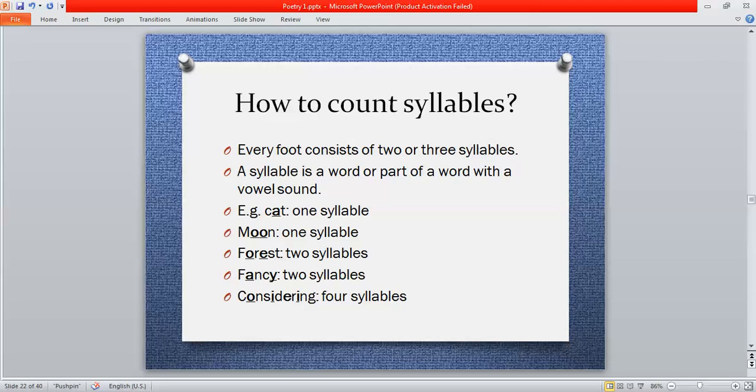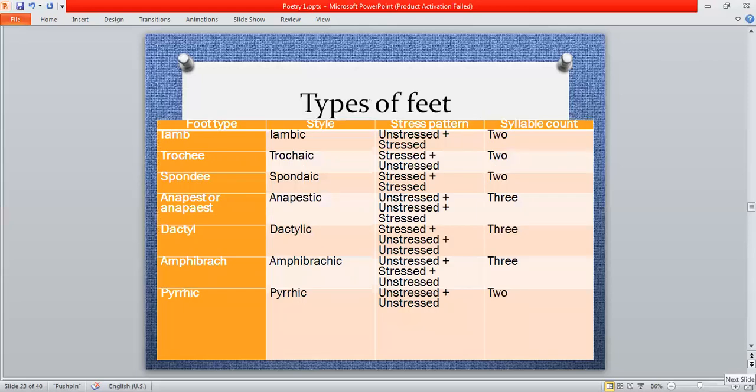Okay. After our recognition of the syllable, we can count every two or three syllables as being one foot. الفوت اللي هي التفعيلة. Okay. In some lines of poetry, we have something called iamb or iambic foot, which consists of two syllables. The first one is unstressed or unaccented, while the second one is stressed.